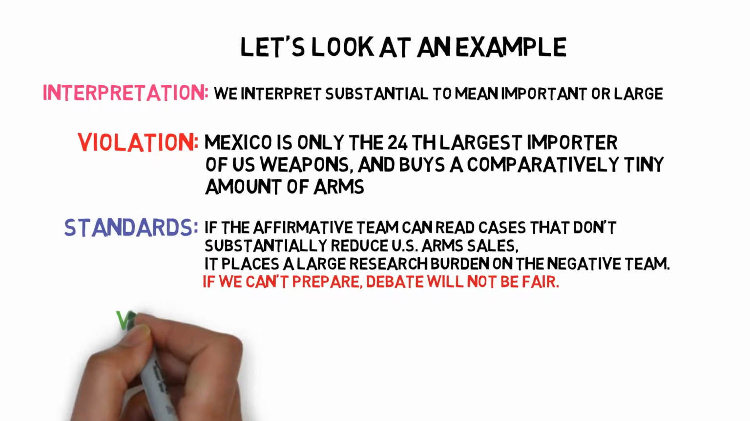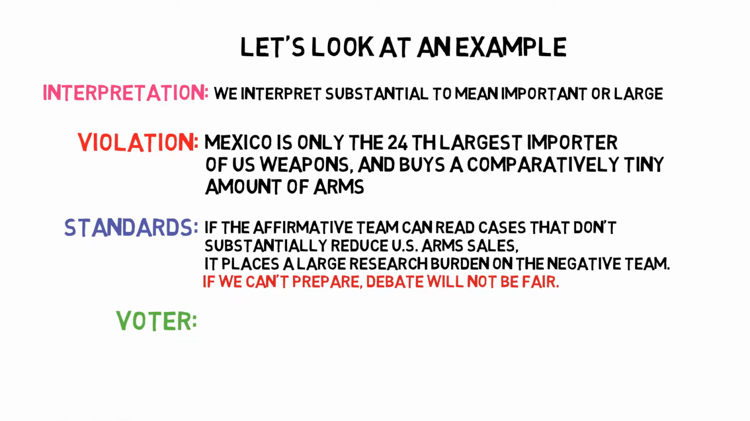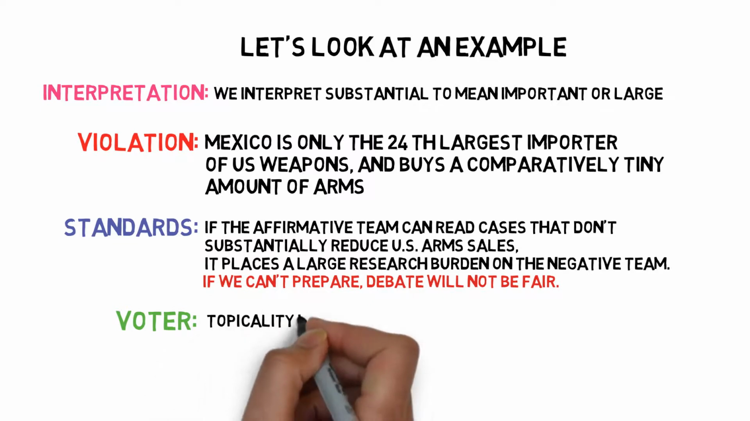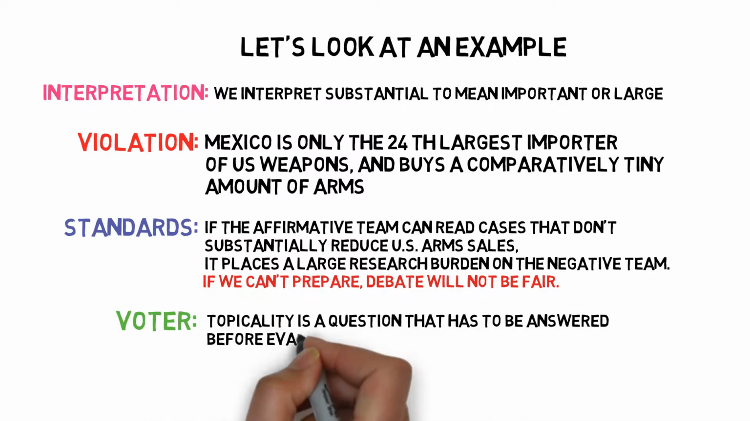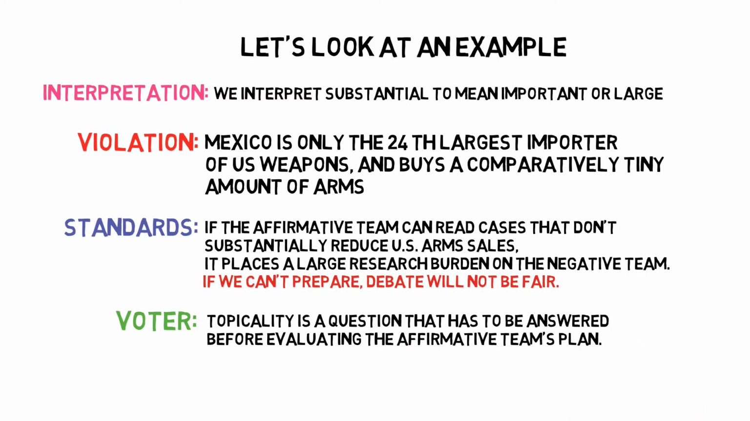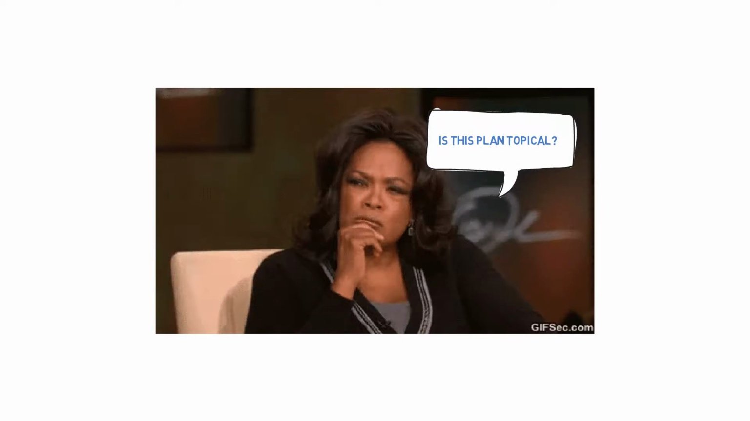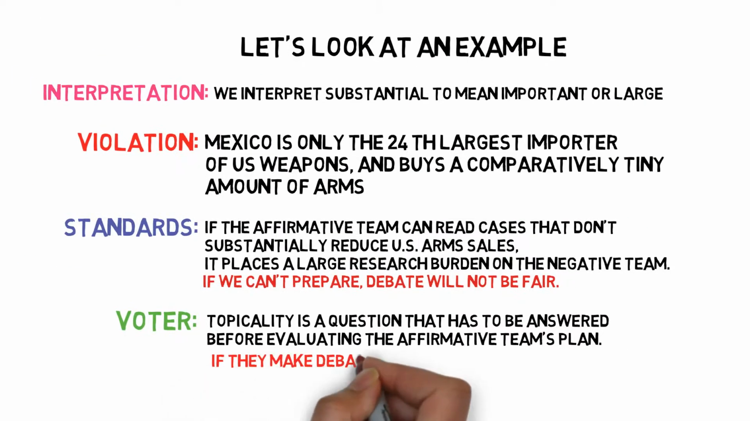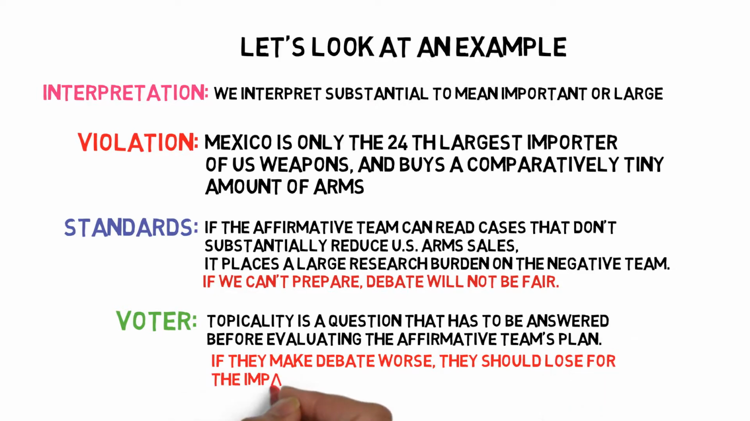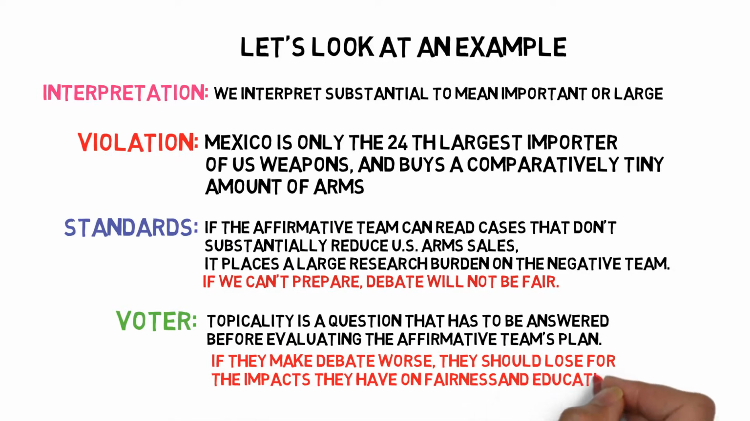Part 4. Voter. Topicality is a question that has to be answered before evaluating the affirmative team's plan. If their case makes debate worse, they should lose for the impacts they have on fairness and on education.